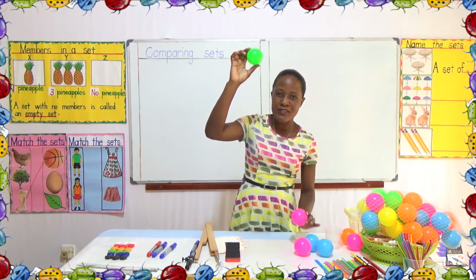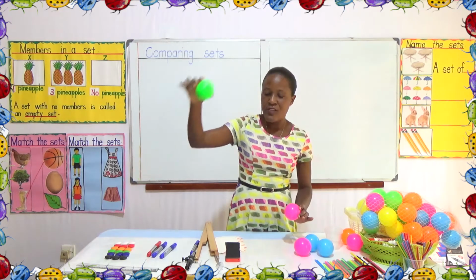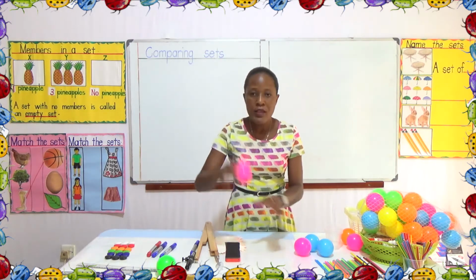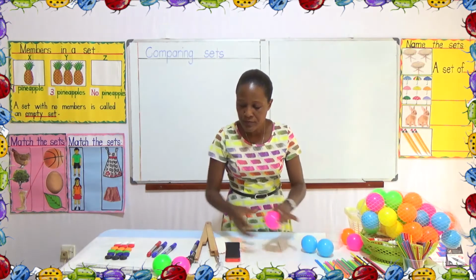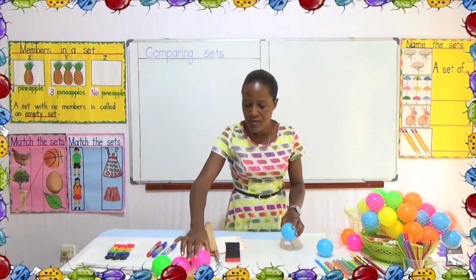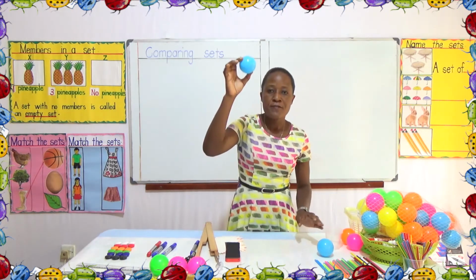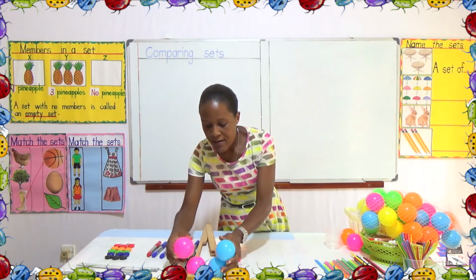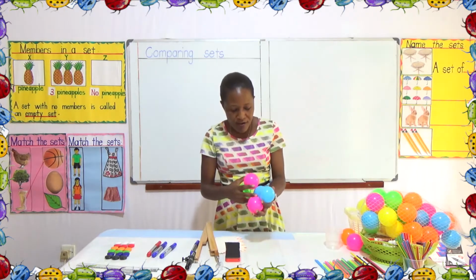Let's count the balls. I will count as I put them just right here. Let's count together. That is 1, 2, 3, 4, and 5. These are 5 balls.